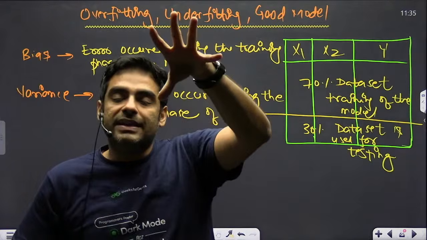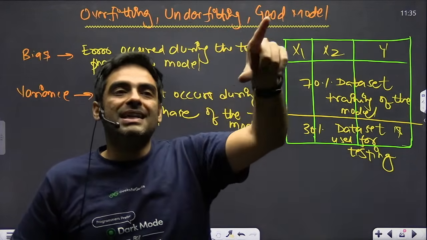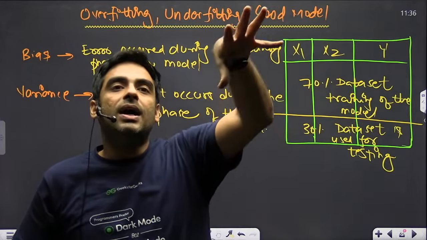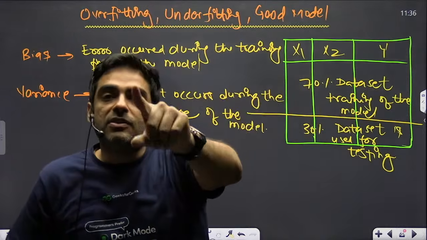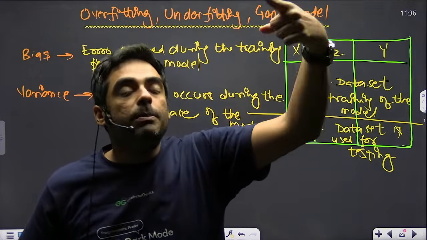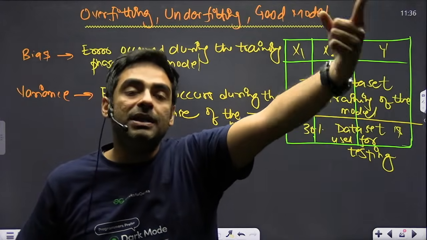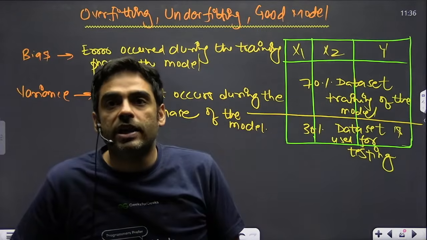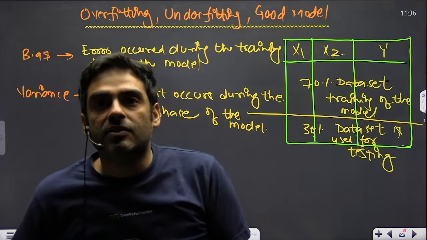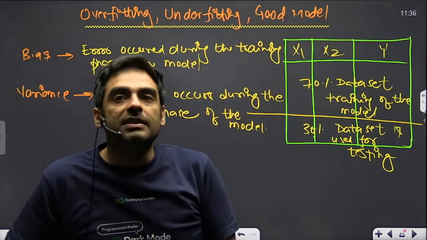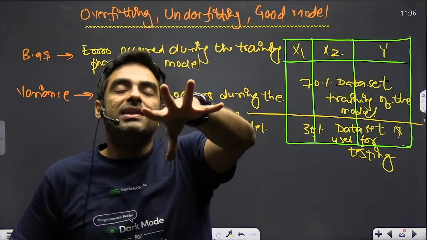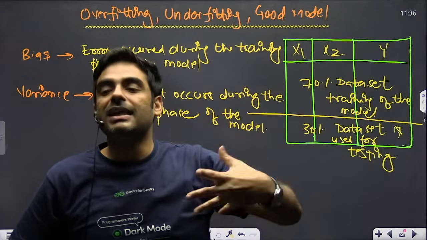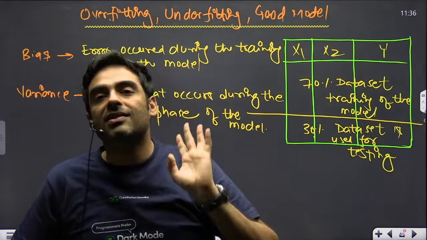Now, after getting coaching from Geeks for Geeks, I sat for the GATE exam. That means now the error that I would be making in the GATE exam, that would be known as variance. So variance is the error that I make during the testing phase, and the error that I make during the training phase is known as bias.